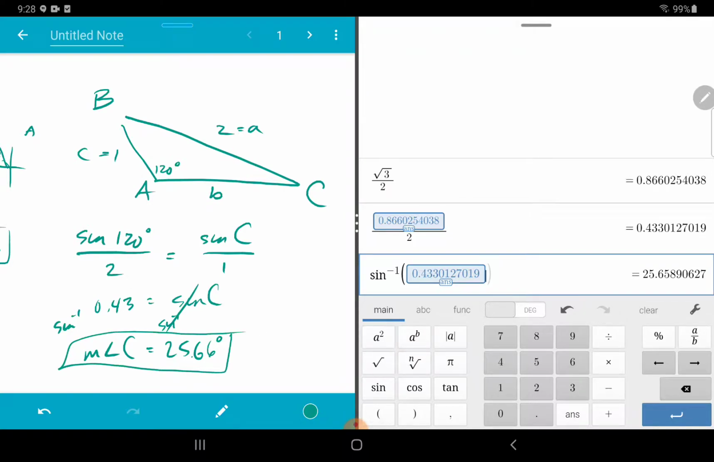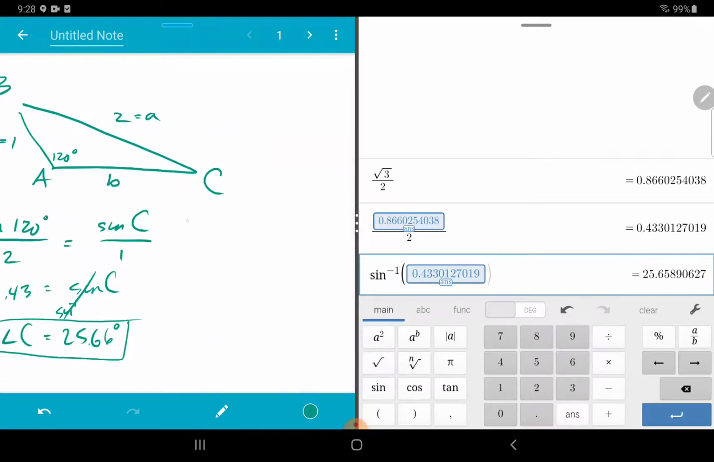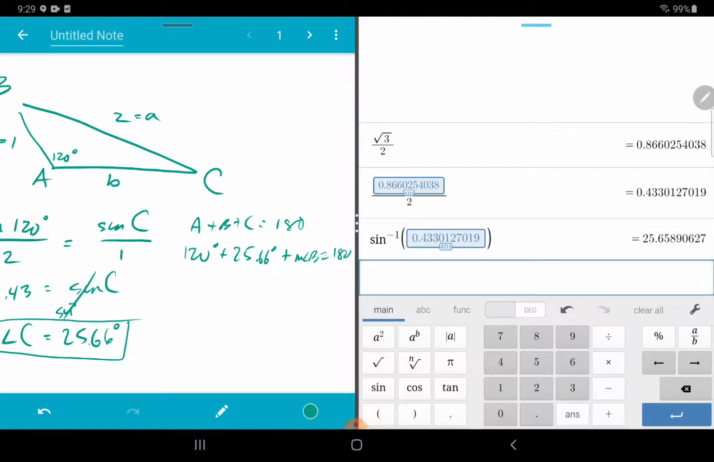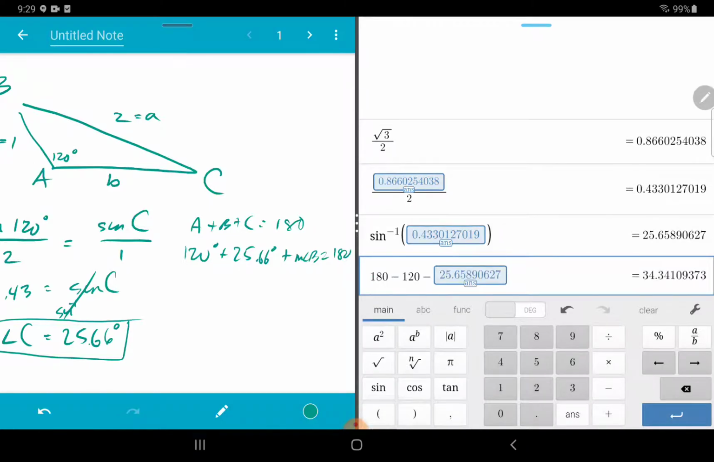Okay, and then now we need to find angle B. So now that we know that A plus B plus C is equal to 180 degrees, that would mean 120 plus 25.66 degrees plus measure of angle B is equal to 180. So from here, we can do 180 minus 120 minus answer. And we'll get a value of 34.34 degrees.